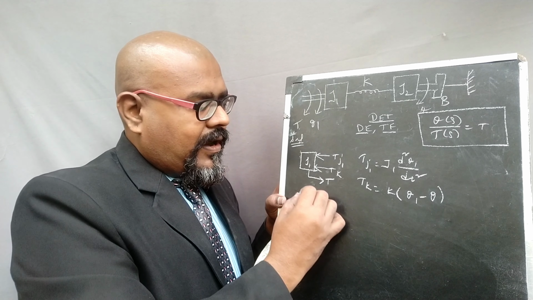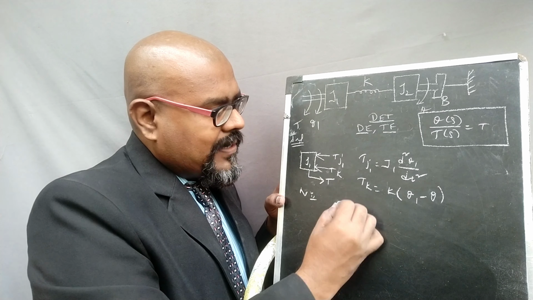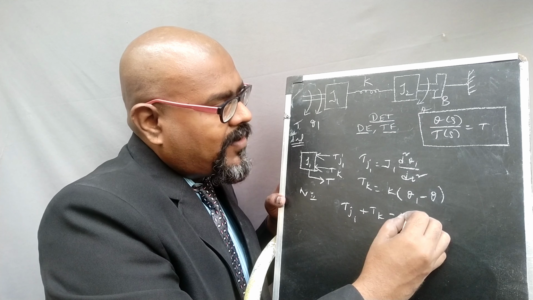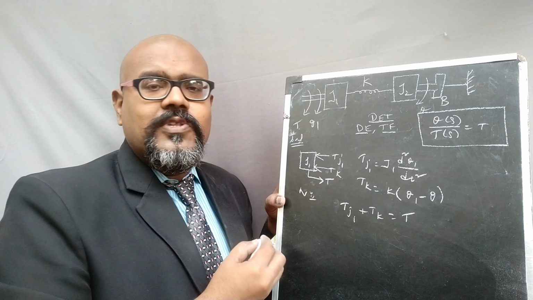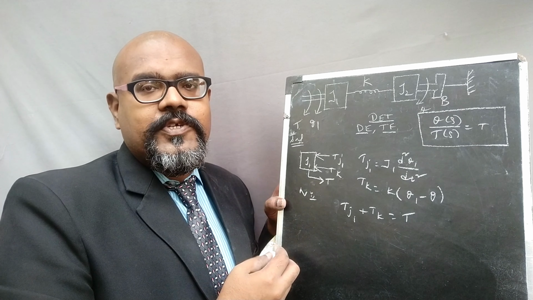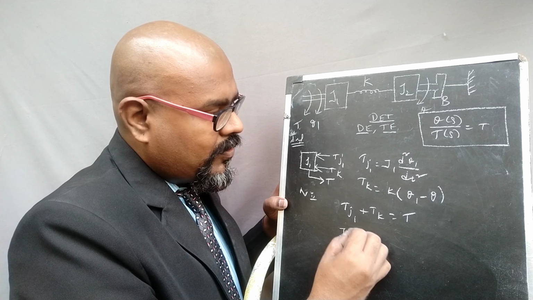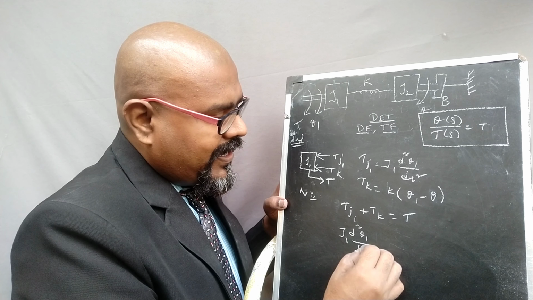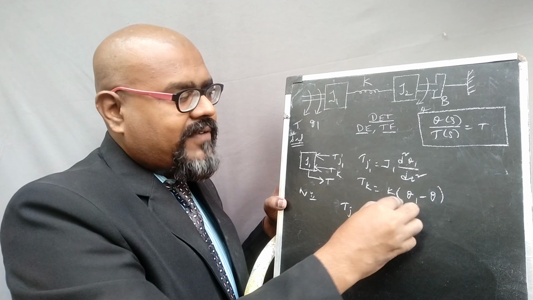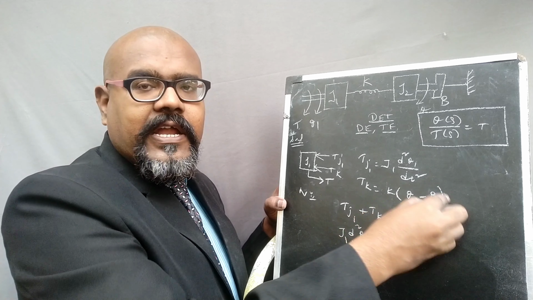Then, according to Newton's second law of motion, we know that the sum of the opposing forces is equal to the sum of the applied forces. So this is Newton's law equation. According to that, you just substitute into the equation. Instead of TJ1, substitute J1 into d square theta 1 divided by dt square, plus substitute this particular TK into this equation, and multiply K into the bracket.